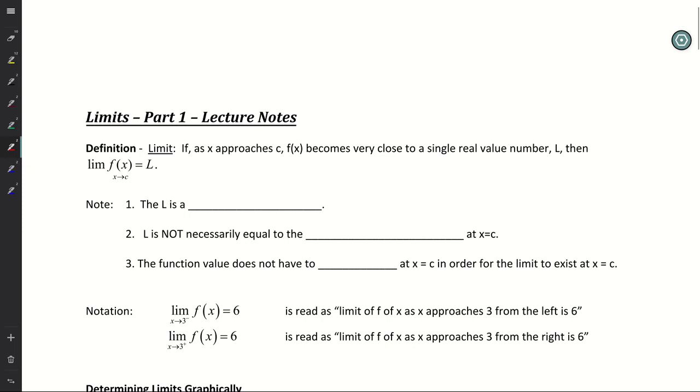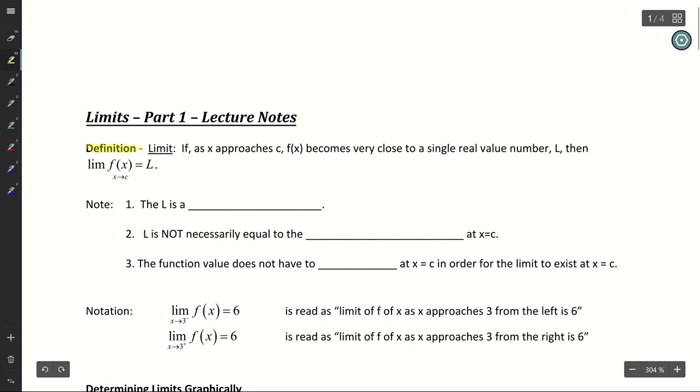Right, as we start our course, the first topic that we explore is what we call limits. I've split this into two parts. I think there's a natural split in the limit section, so I've broken it up into two pieces so that we can more deeply explore each part. The first and most important thing is to understand the definition of limit.